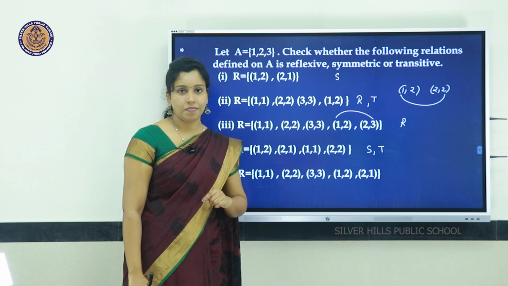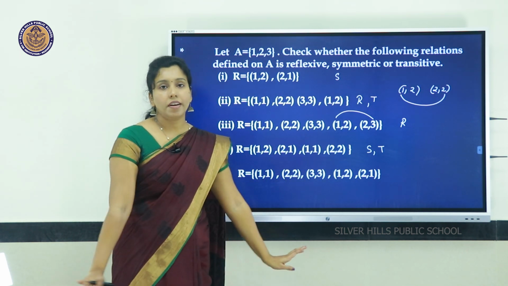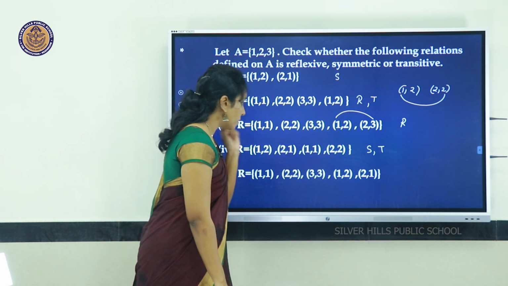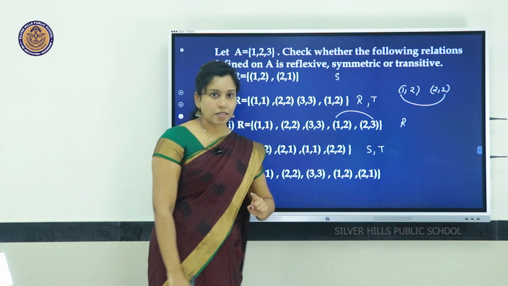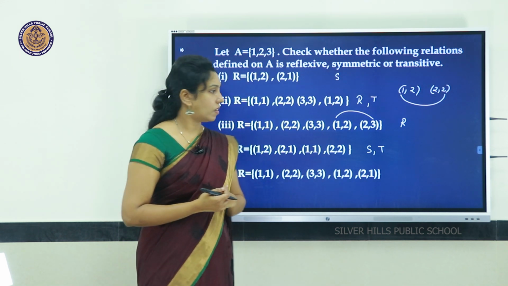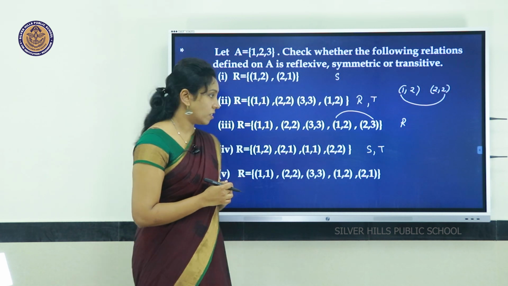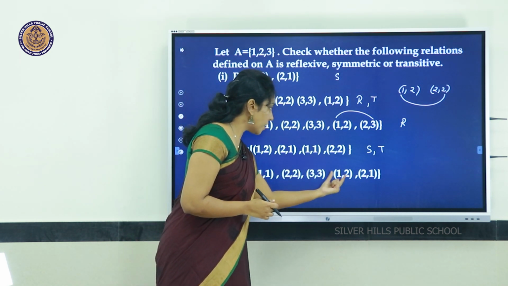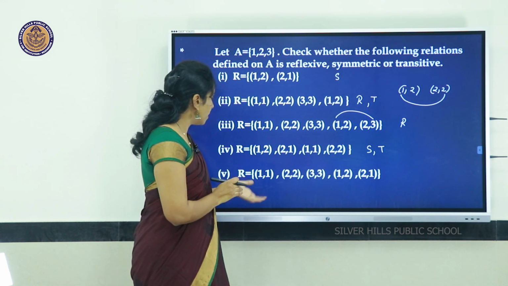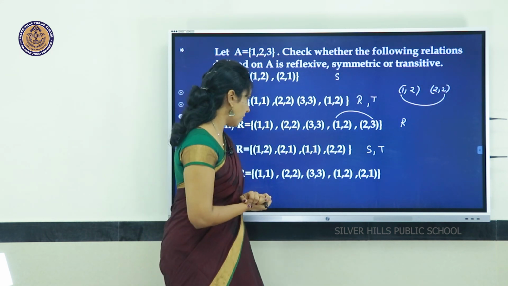Last question. 1, 1 present, 2, 2 present, 3, 3 present. So, without any doubt I can say the given relation is reflexive. Coming to the symmetric, 1, 2 is present, yeah 2, 1 that is also present there. So, it is symmetric. Third condition is we check whether it is transitive. So, 1, 2 is present, 2, 1 is present. So, what about 1, 1? Yes, 1, 1 is present in the relation. So, I can conclude the given relation is transitive.